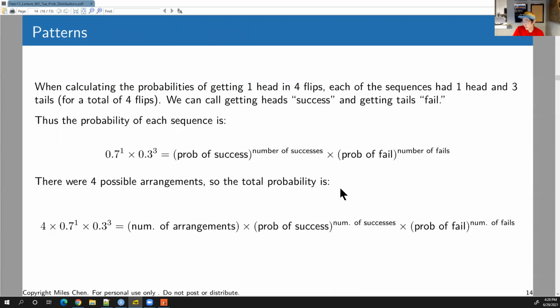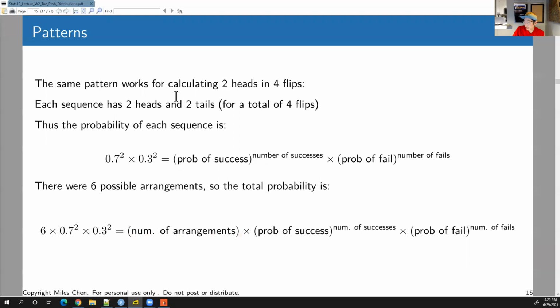If we want to generalize this, all we have to do is take the probability of success and raise it to how many times we need a success. Then we multiply it by the probability of failure, in our case 0.3, raised to the number of times we need the failure to happen, or us not to get heads. That's the probability of any one such arrangement. Then we need to figure out the number of arrangements. So we have the number of arrangements times the probability of a success raised to the number of successes times the probability of failure raised to the number of failures.